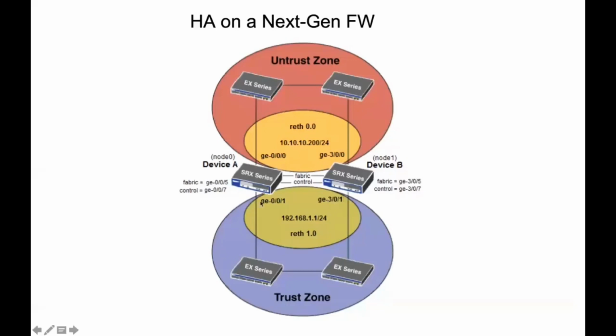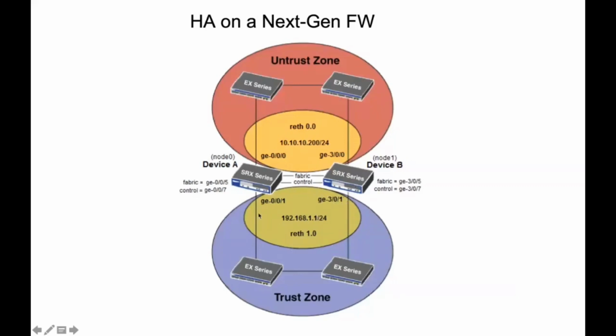Basically, in this case, you can have interface ge-0/0/1 on your primary device and interface ge-3/0/1 on your secondary device connected to two switches, or it could even be the same switch. So basically, those interfaces are going to work together as a single interface. You will have a RETH interface. That's your virtual interface. If your primary interface, which is ge-0/0/1, fails, your secondary interface, which is ge-3/0/1, could still forward that traffic. However, each RETH interface, you have to assign it to a redundancy group.